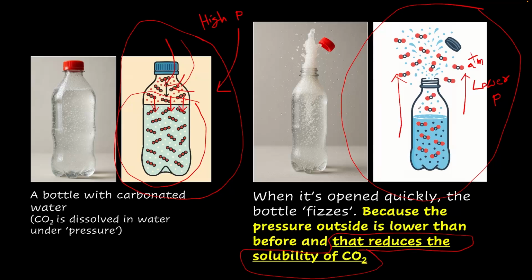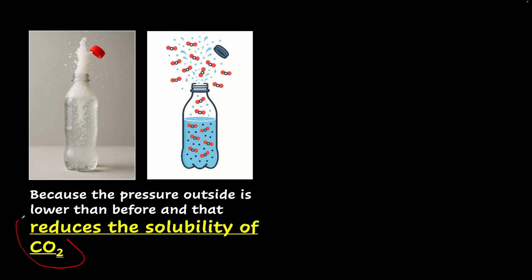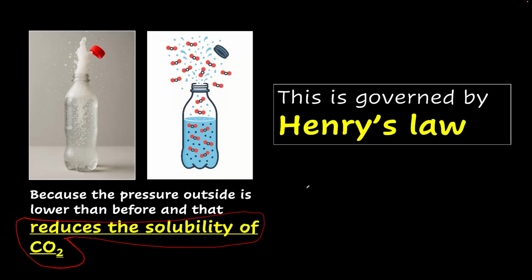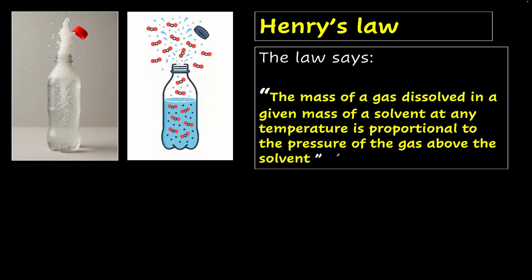And that was dependent on the temperature. And this is dependent on the pressure. Quite a similar scenario. And the law which governs the solubility of CO2 in the liquid is known as Henry's law. This law says that the mass of a gas dissolved in a given mass of a solvent at any temperature is proportional to the pressure of the gas above the solvent. If that was not completely clear, I get it. Here's how we can make it clearer.